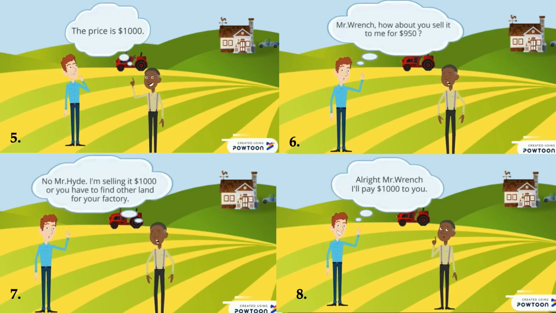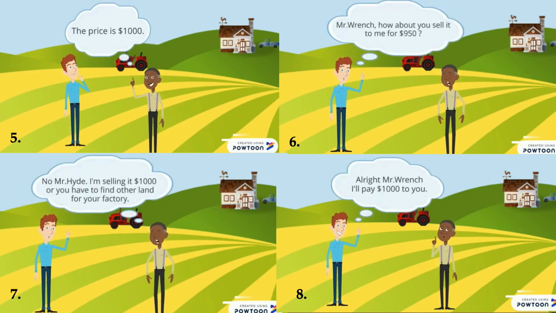And then what happens? Mr. Wrench tells the price of the land is $1,000. And then Mr. Hyde tells Mr. Wrench, no, I would like to buy your land for $950. What was the price Mr. Wrench offered? $1,000. What was the price, that is the counter offer, given by Mr. Hyde? It is $950. And then Mr. Wrench says, no, I am selling it for $1,000 only. So he is not ready to negotiate even $1 less or more. He just wants to sell it at $1,000.